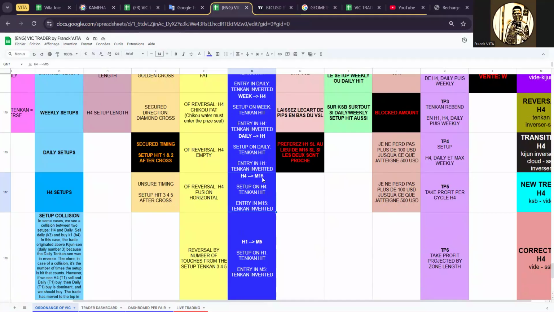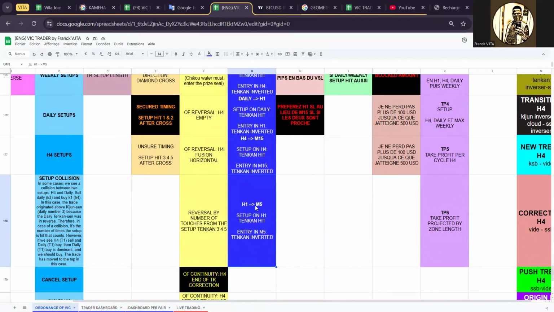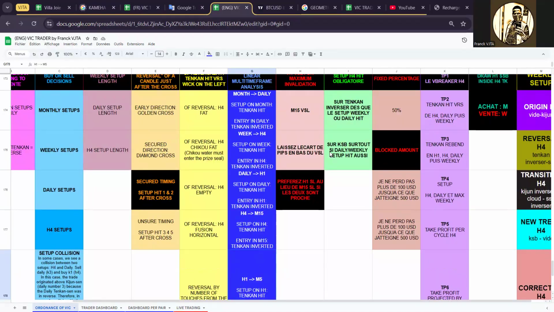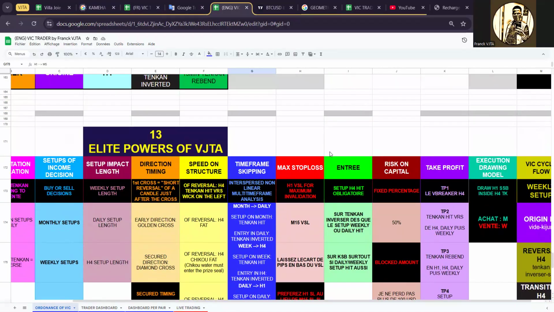From H4 to M15, you skip H1. Now you can do it from H1 to five minutes. Then you have the time frame skipping method.